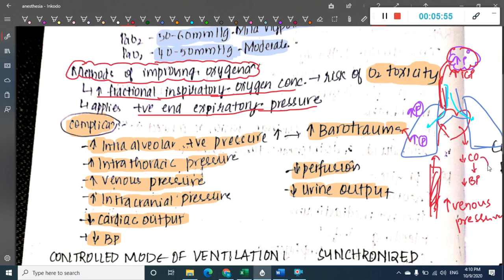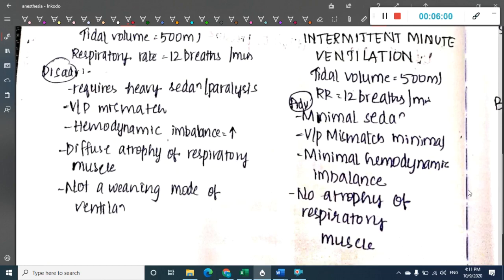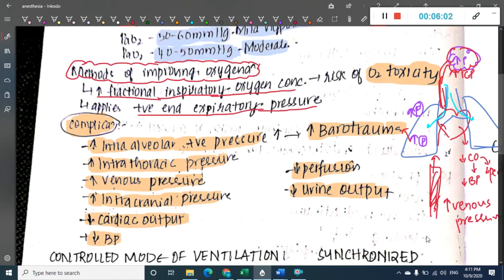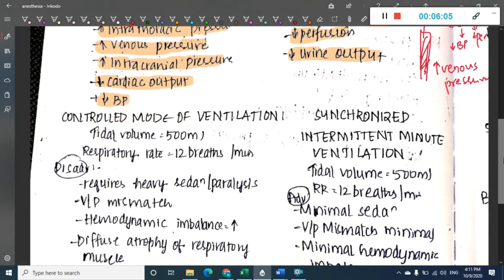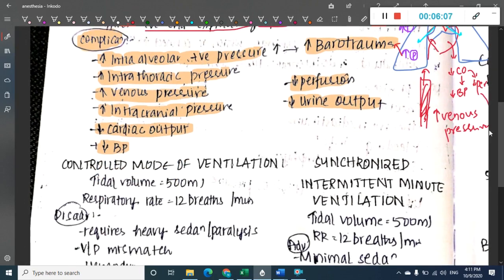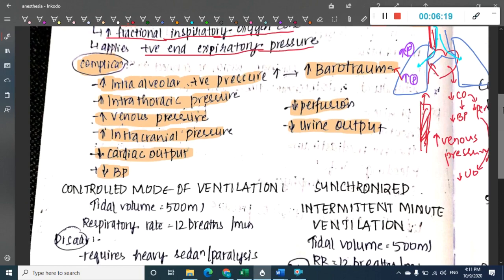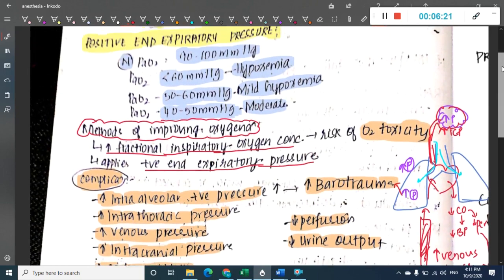Because of decreased BP, there is decreased perfusion to different organs. So when this decreased perfusion goes to the kidney, again this causes decreased urine output. Okay, so this is how the complications chart is. I think you got something from this.